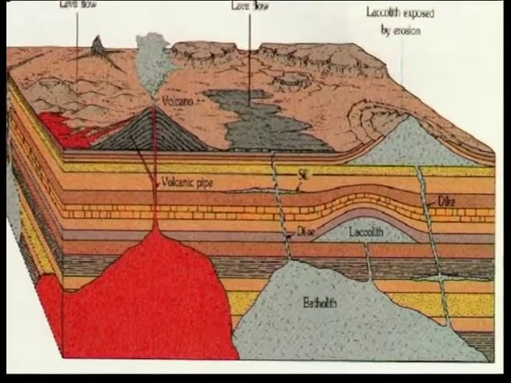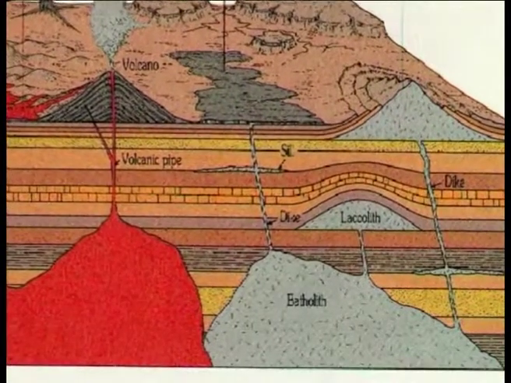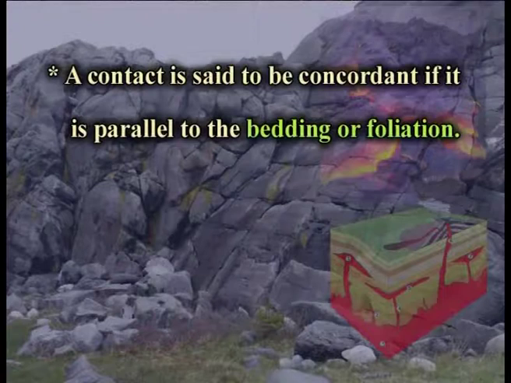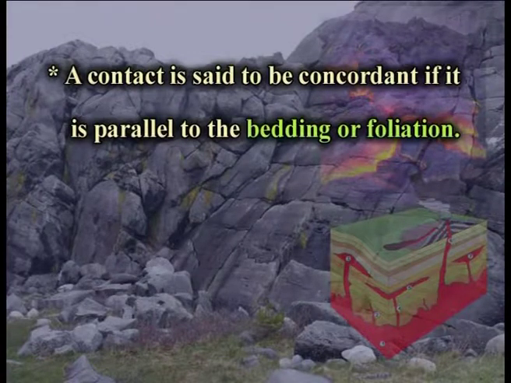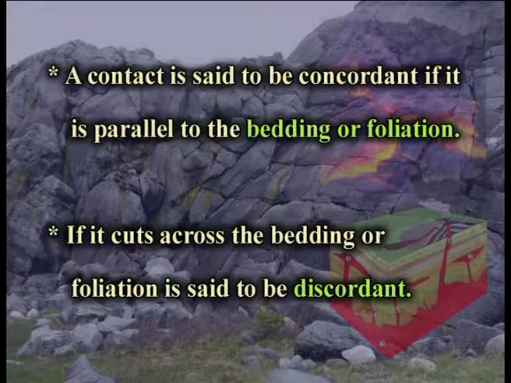Intrusions that follow the bedding of the country rock, such as sills, are termed concordant. A contact is said to be concordant if it is parallel to the bedding or foliation. If it cuts across the bedding or foliation, it is said to be discordant.